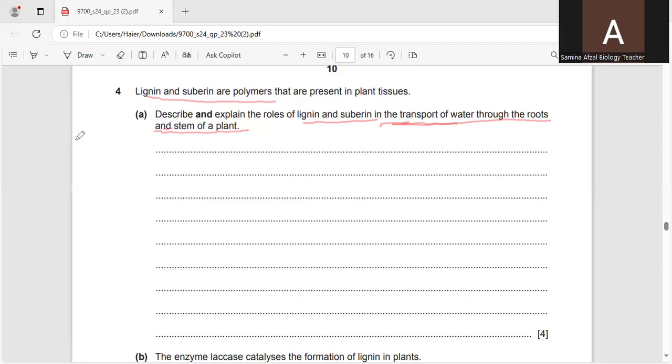Now, after this explanation, I would like to write all these things which I have explained to you, but we have to write up to the four marks. So we have to get the 4 marks from this. So lignin and suberin play a significant role in transport of water.